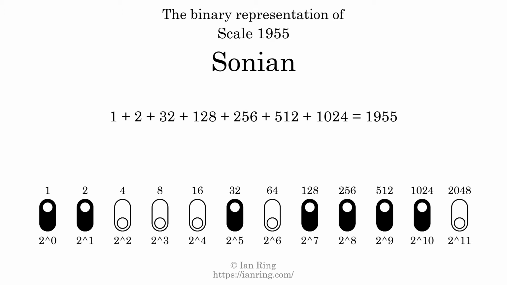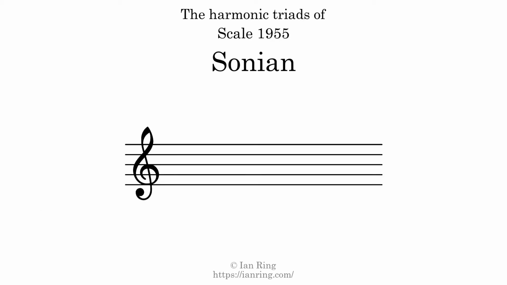1955. The scale number not only enumerates the scale with a unique index, but it also literally describes the tonal content of the scale. Represented as a binary number in base 2, the scale number is 0111101000011. Here are the harmonic triads present in this scale.